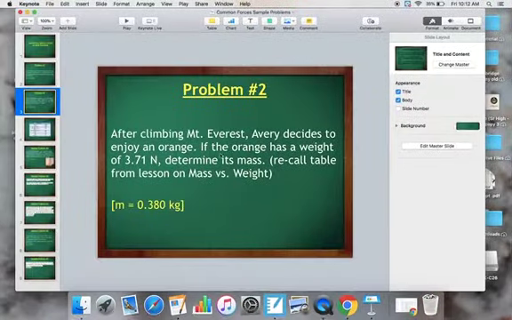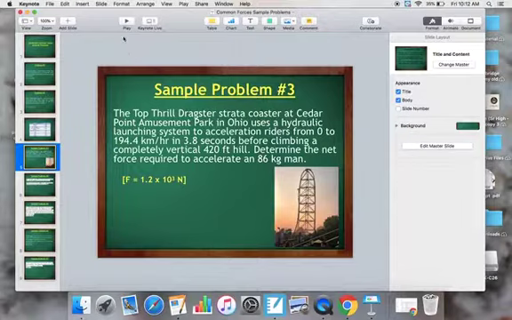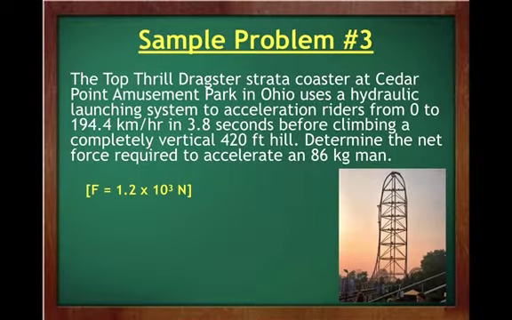Okay, let's take a look at number 3. So there's the table. Sample problem number 3. Here we have a question about the Top Thrill Dragster Strata Coaster at Cedar Point Amusement Park in Ohio. It uses a hydraulic launching system to accelerate riders from 0 to 194 kilometers per hour in 3.8 seconds before climbing a completely vertical 420-foot hill. Determine the net force required to accelerate an 86-kilogram man.